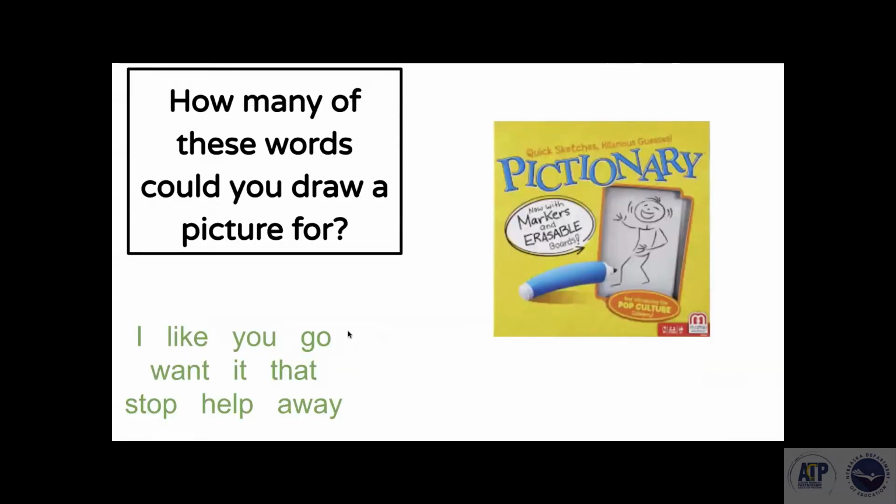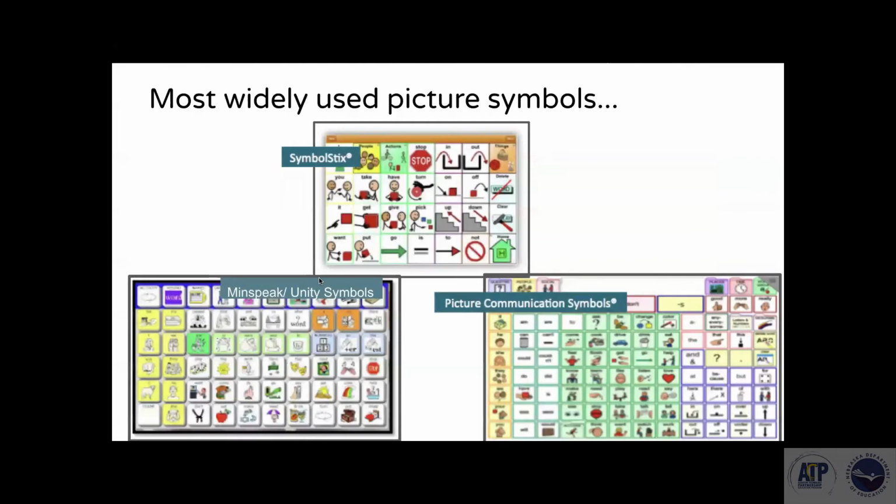I like to relate it to playing Pictionary. If you were given some of these core vocabulary words, would you actually be able to draw a picture that everybody else would recognize and know went with that word? For example, if I gave you the word it and you had to draw a picture for it, what one person may draw may look very different from another person. It's not very consistent. So therefore, they're not picture producers.